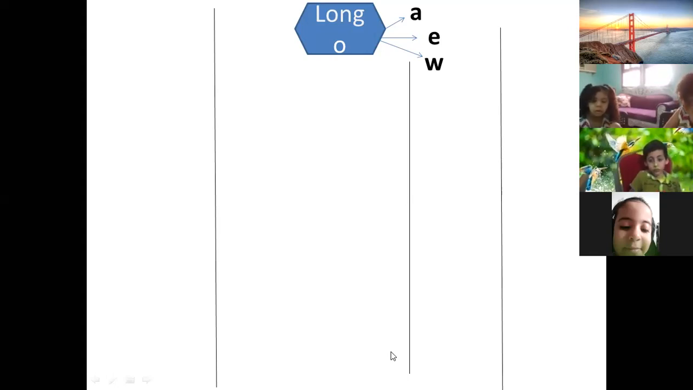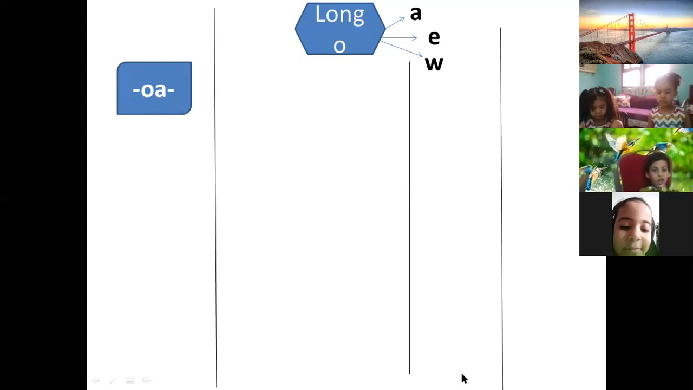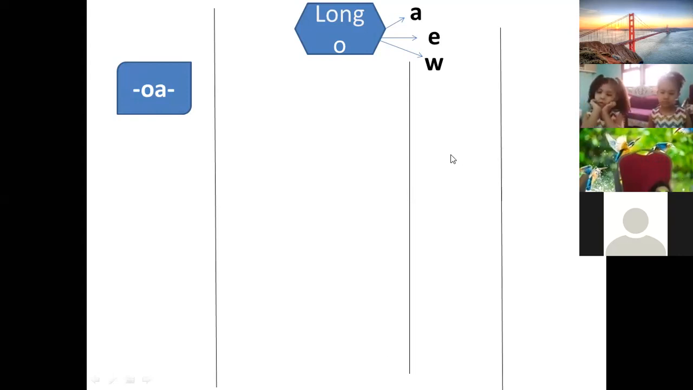Okay, KG. Let's go to see our words for long O. Here, KG, who can tell me now? Who can answer with me? I can choose Jude Khalil, Mariam Imam, and Rawad. You will tell me the names of the pictures we will see now, okay?